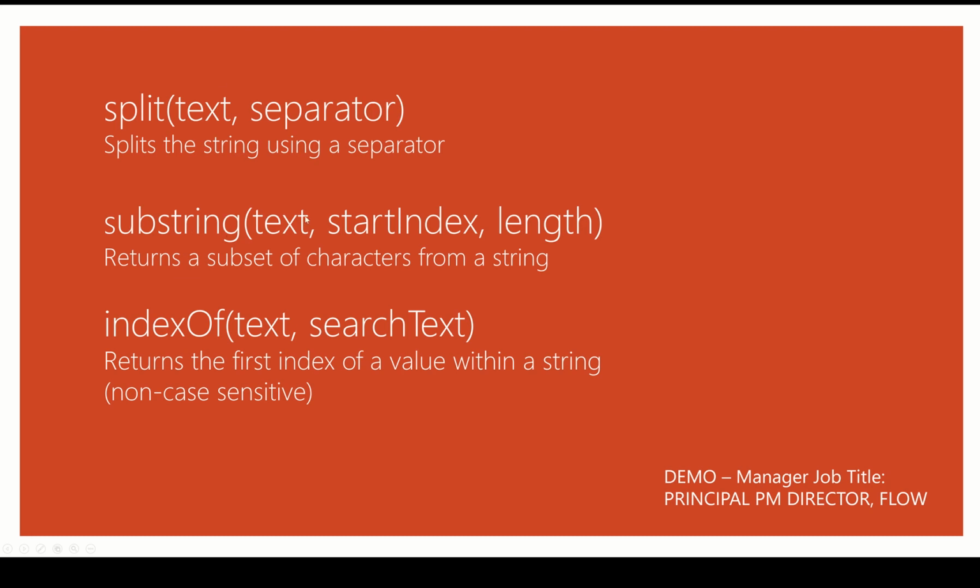Then we're going to talk about substring. In substring, we're going to pass a text and a start index, so we're counting the letters to a certain point, which is the start index, and then we're going to say how many characters we'd like to have counting from that start index. So it returns a subset of characters from a string.